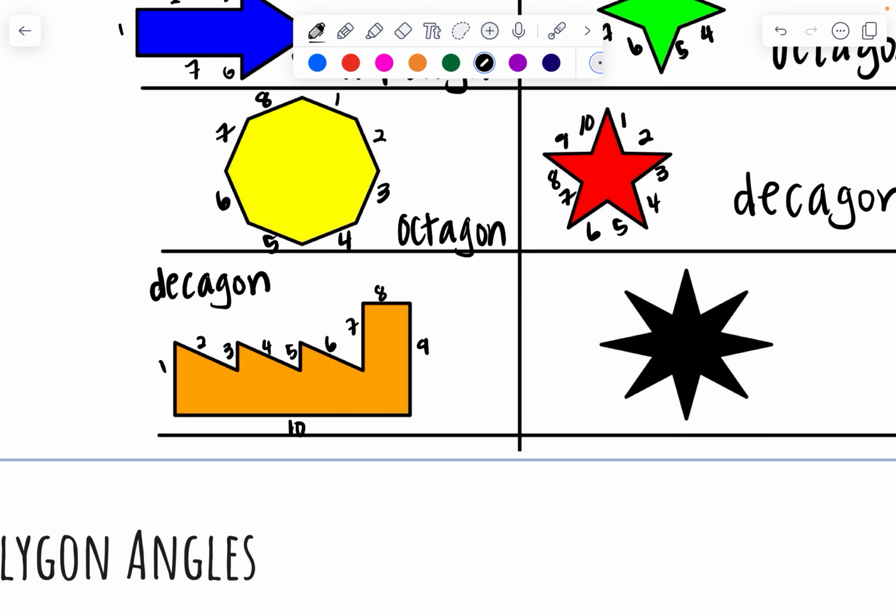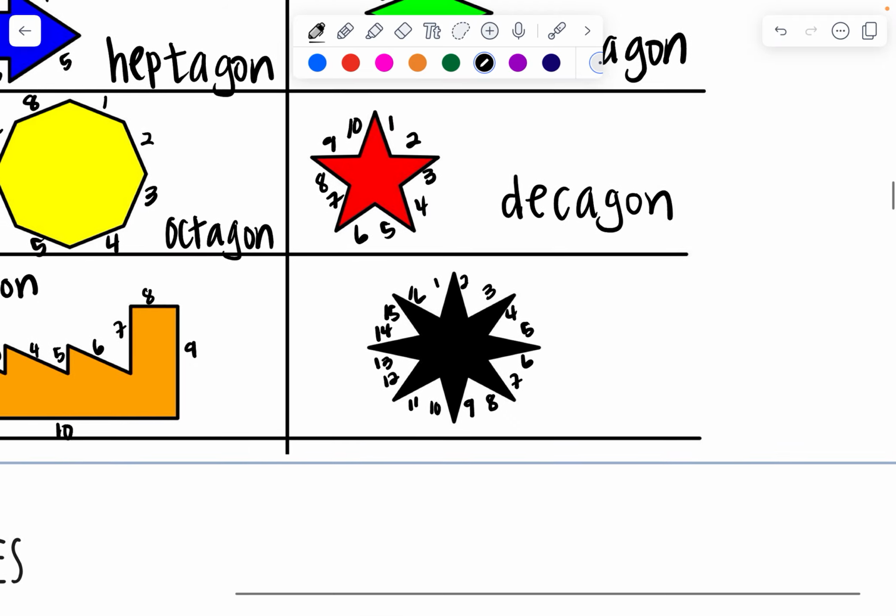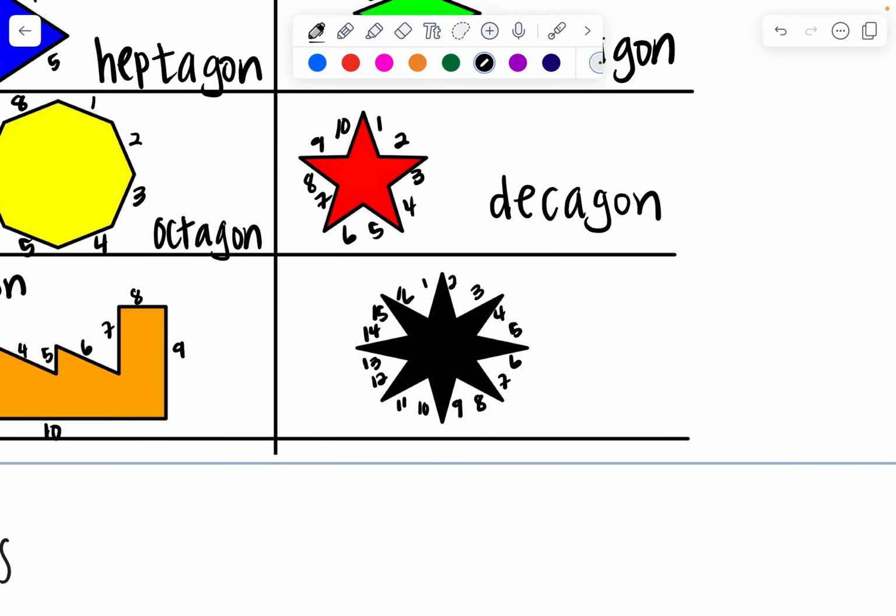And then our last one here has 16 sides. If you notice there, we don't have any specific names for anything above 12. We just call it an n-gon. So since n is the number of sides, and there are 16 sides, we would call this a 16-gon. So if it has over 12 sides, just however many sides it has, it's that gon.